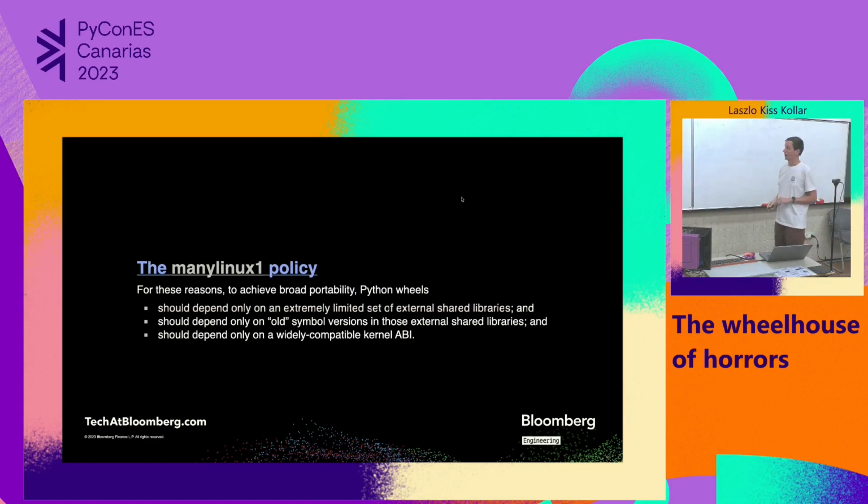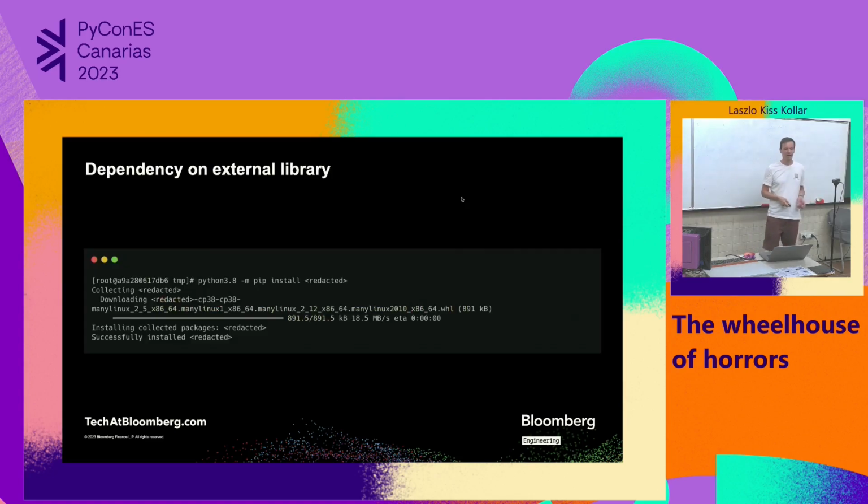Okay, so the first one is that wheels should only depend on an extremely limited set of external shared libraries. So to understand what this means, we're going to look at our first example. These are actual wheels from examples which live on PyPI, but I removed the names just to protect the innocent. But this might be stuff you might actually come across in real life. So this one here is a dependency on an external library.